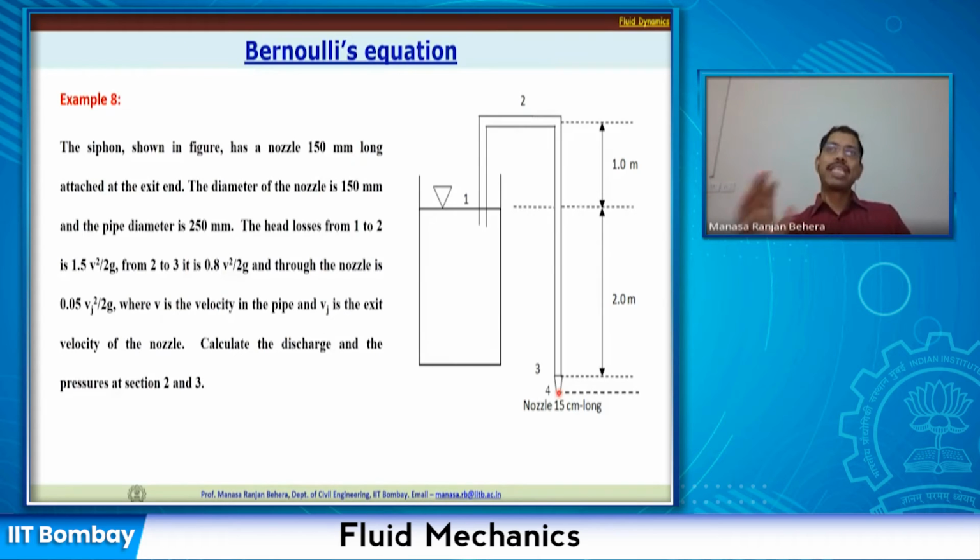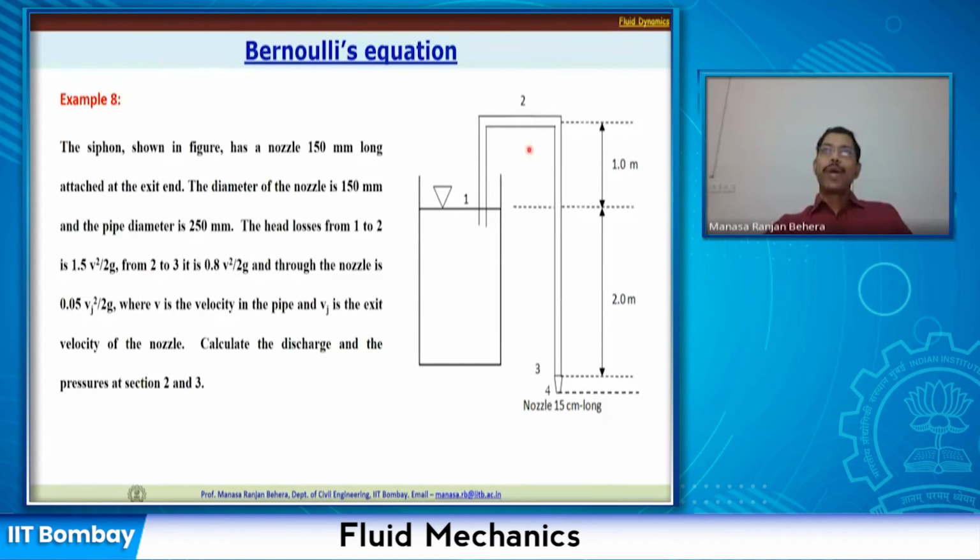Okay, so the problem statement says like this: the siphon shown in the figure has a nozzle 150 mm long. So this nozzle that is connected here, this part is 150 mm long. It is attached to the exit end. The diameter of the nozzle is 150 mm and the diameter of the pipe is 250 mm. The head loss from point 1 to 2. So as the flow moves from this location to this location, there is a head loss, and the head loss from point 1 to 2 is given as 1.5 v square by 2g.